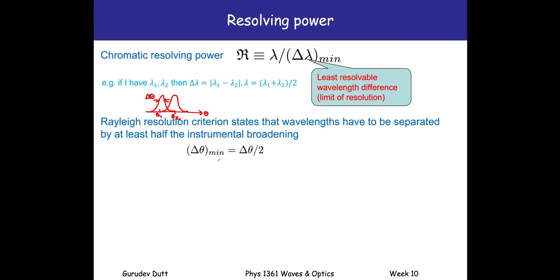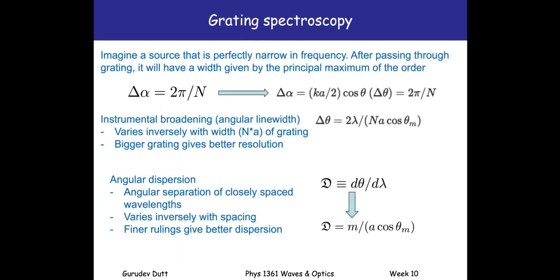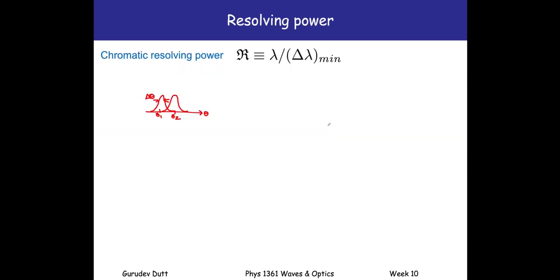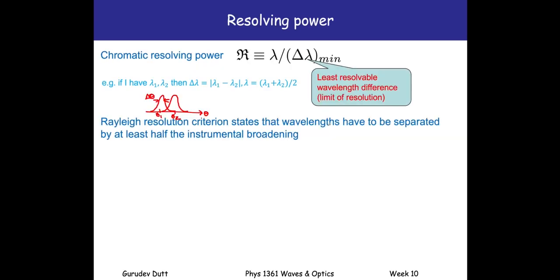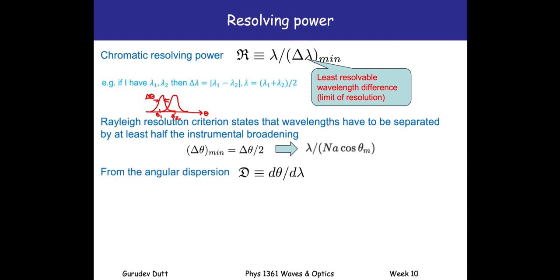That means that the minimum delta theta has to be at least the old delta theta, the angular line width or instrumental broadening, divided by 2. So delta theta divided by 2, which we derived on the previous slide, is just lambda divided by N a cosine theta m. And from the angular dispersion, we know that D equals d theta divided by d lambda. We can now use that to find what delta lambda minimum must be.